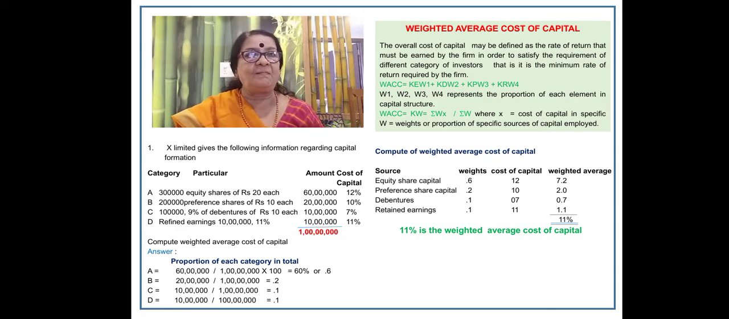That's all. So we have completed the entire sessions relating to cost of capital. That is meaning of cost of capital, then computation of cost of capital, in that debt capital, equity capital, preference share capital, retained earnings, and finally we have seen the weighted average cost of capital.